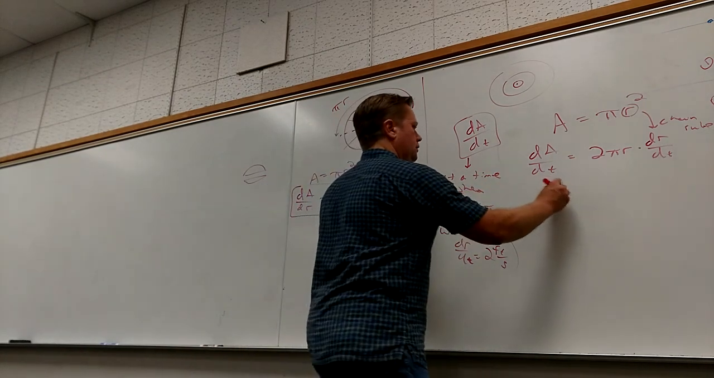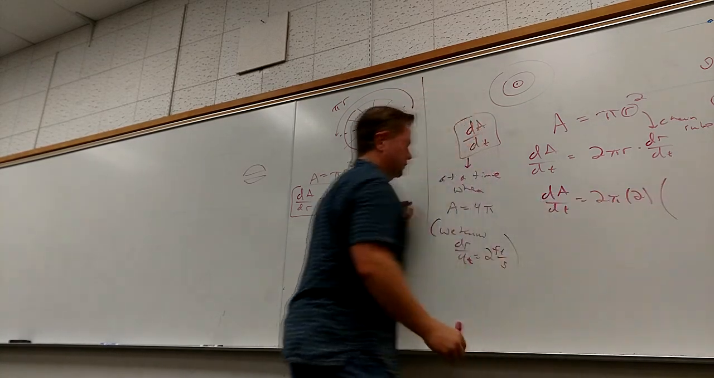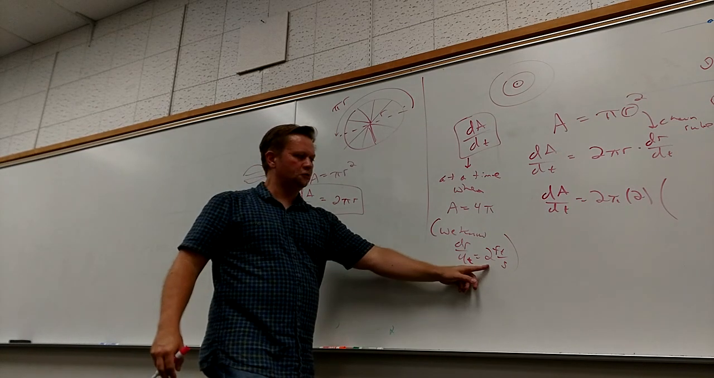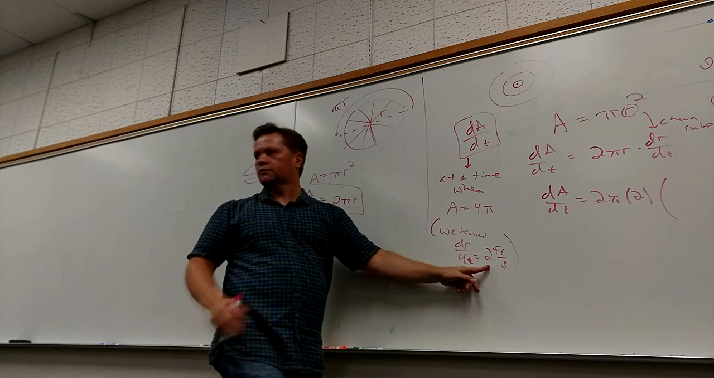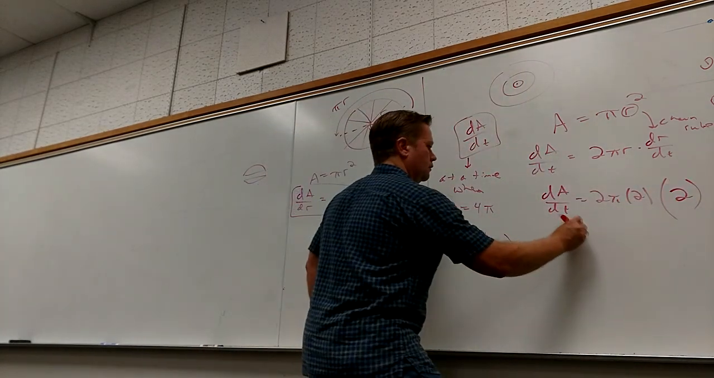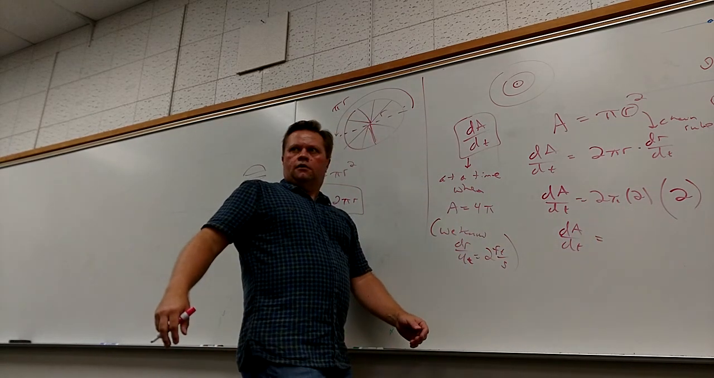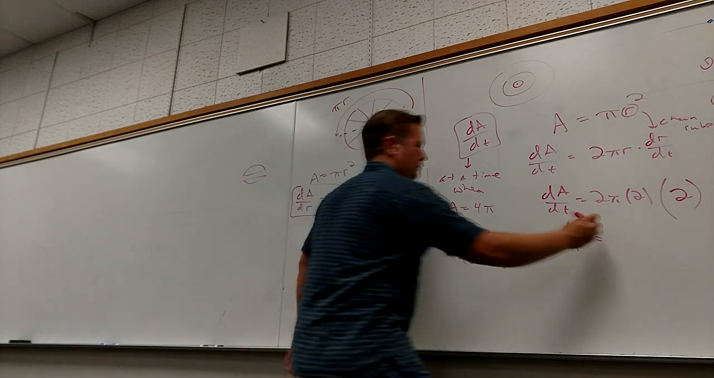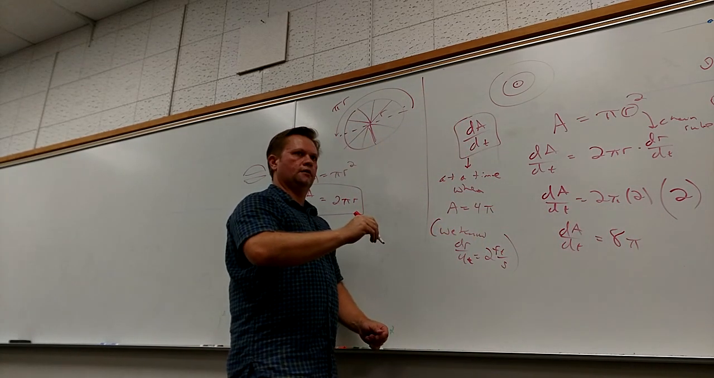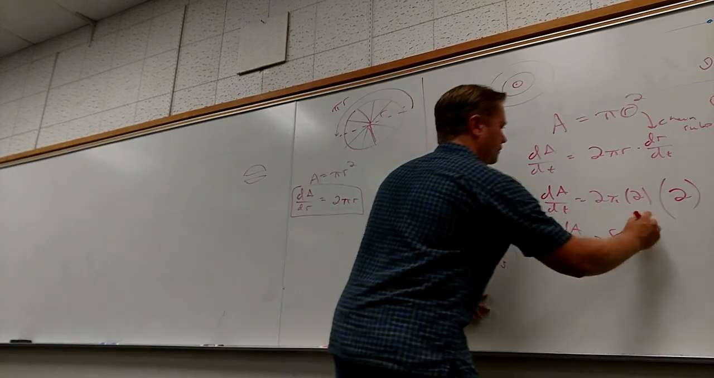So dA dt equals 2 pi times 2 times 2, because that's what dr dt is. A lot of 2's. So what's dA dt? 8 pi. 8 pi what? Feet squared per second.